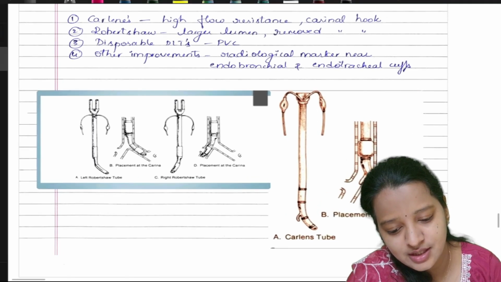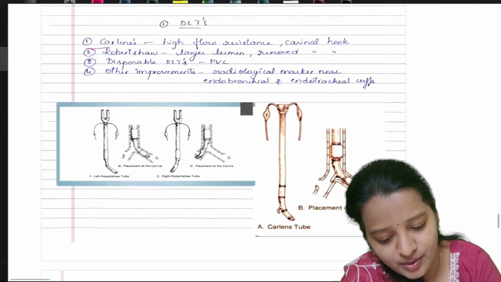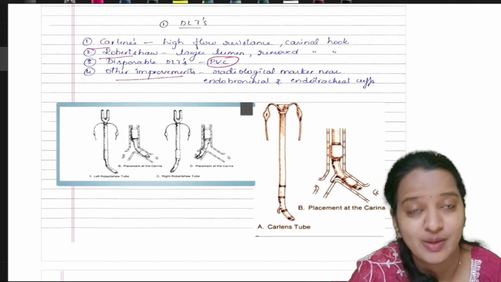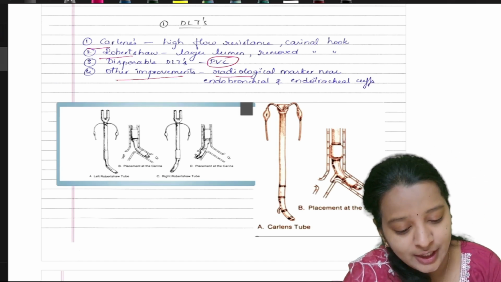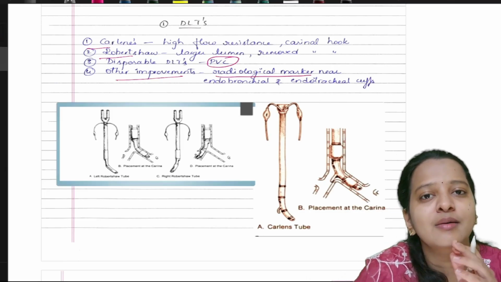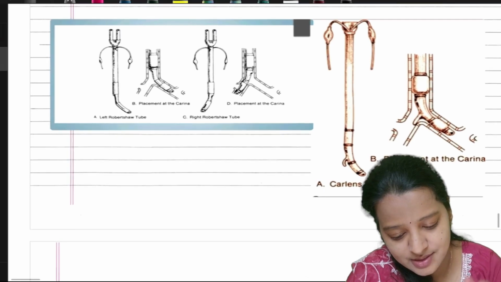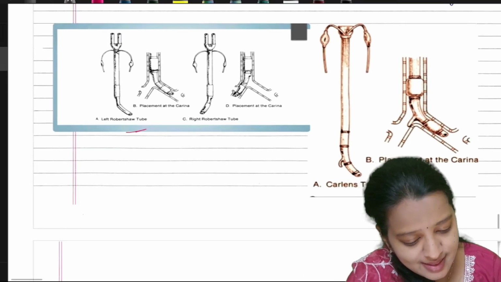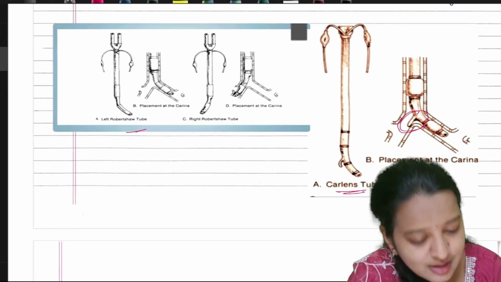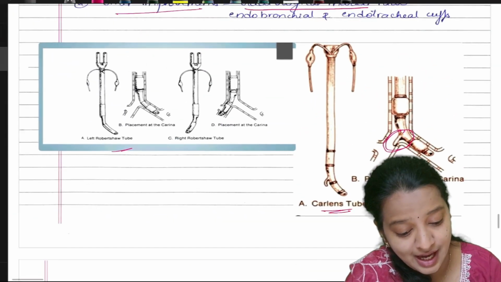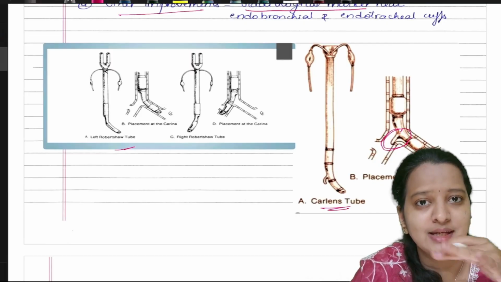So the first is DLTs. We have seen Carlens, Robertshaw, and disposable DLTs made up of PVC, and other improvements are there, including a radiological marker near both the endobronchial and endotracheal cuffs. These are the diagrams. This is Robertshaw and this is Carlens, and there is a carinal hook here. So again, there are two types in each, right and left.